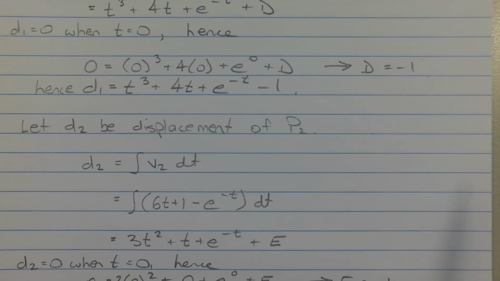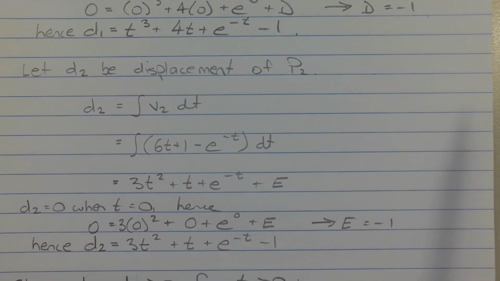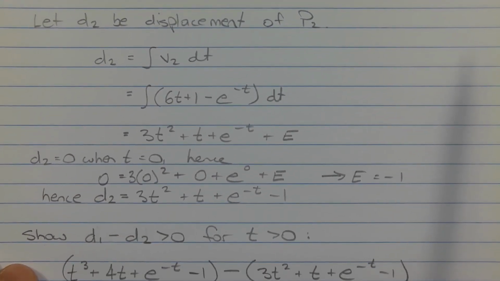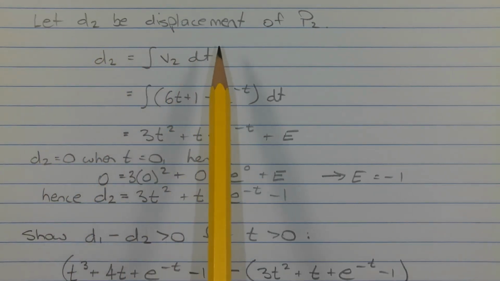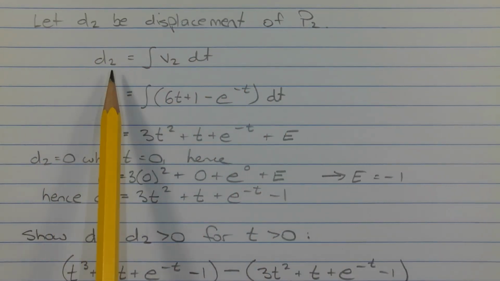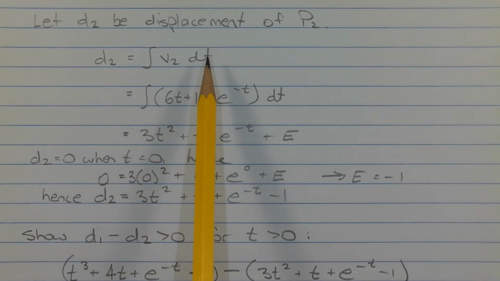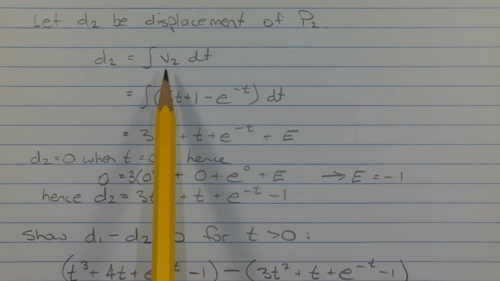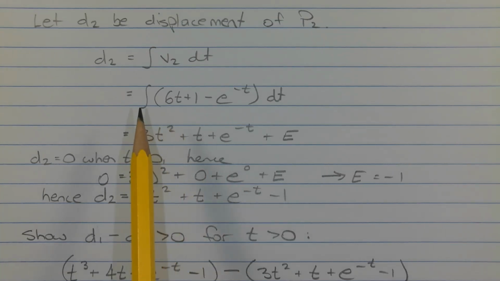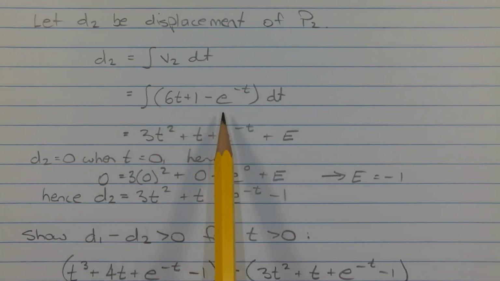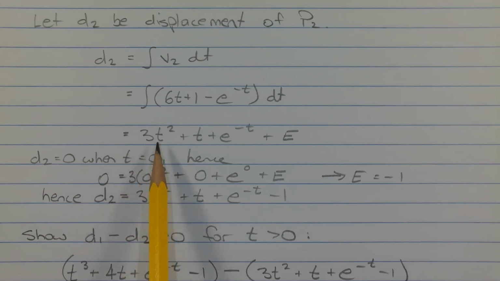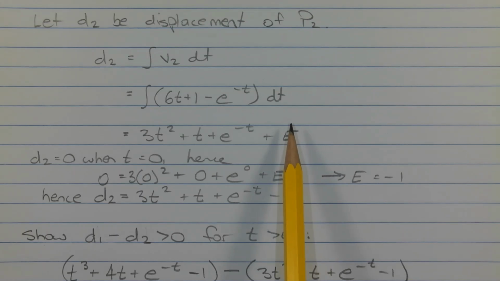Let's repeat the process now for the displacement equation for particle 2. So let d2 be the displacement of particle 2. So d2 is equal to the integral of v2 dt, so integrating the velocity equation for particle 2. So that's the integral of 6t plus 1 minus e to the power of negative t dt, which gives us 3t squared plus t plus e to the power of negative t plus the constant of integration, capital E. Now I've used different letters for the constant of integration because they can be two different values.